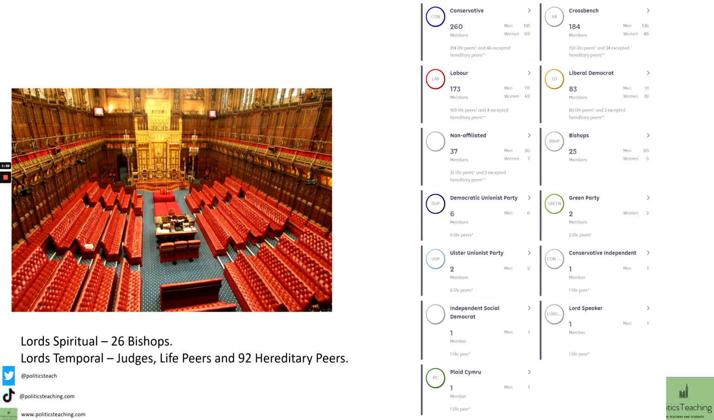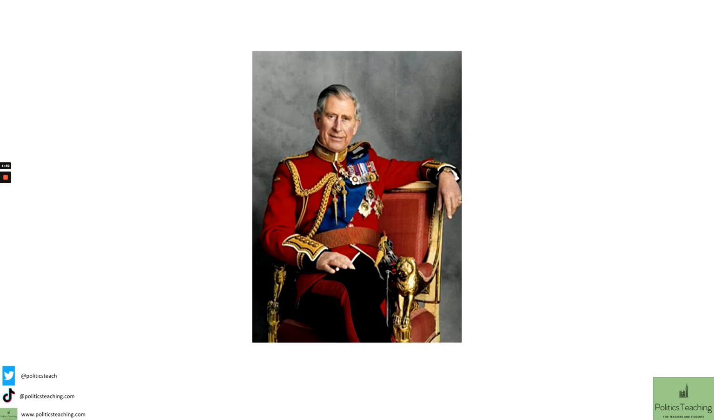Compared to the House of Commons, the House of Lords is also more bipartisan. There is no one party that dominates in the House of Lords. The Conservatives are currently the biggest party and always have been, but there are 184 crossbenchers in the House of Lords, Labour 173, Liberal Democrats 83. No party is able to dominate the House of Lords as they are in the House of Commons.